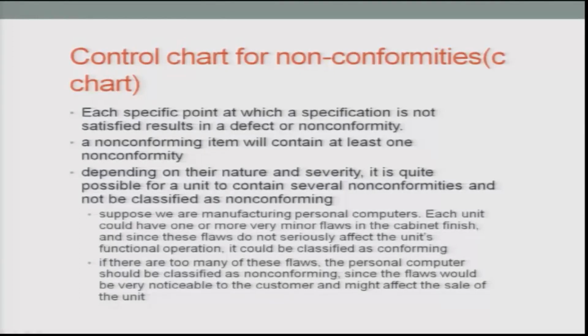Continuing in this, if there are too many of these flaws, the personal computer should be classified as non-conforming, since the flaws would be very noticeable to the customer and might affect the sale of the unit. Maybe the number of non-conformities is very small and those can be passed, but if the number or the type of non-conformities is very large or very serious, obviously that is a problem, and you have to take corrective actions later on to rectify that. Those considerations should be studied when you are doing the non-conformity or conformity calculations and trying to draw the charts.